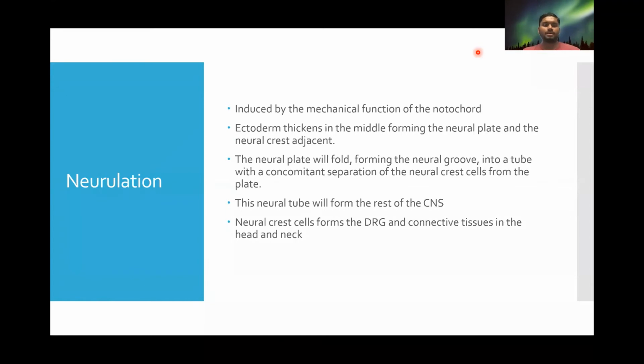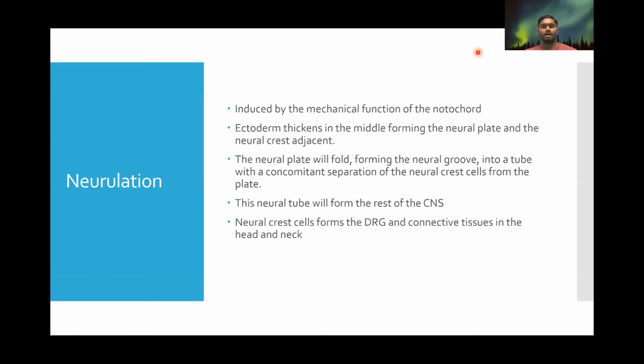So we've already talked a little bit about neurulation, as we discussed in the previous slide, right? Neurulation is induced by the mechanical function of the notochord. So the ectoderm, which is the outermost layer of the trilaminar disc, when it is signaled by the notochord, will begin to thicken in the middle and form a neural plate, right? And then it'll also form neural crests adjacent to this plate. Now, what will happen is this neural plate will begin to fold and form a neural groove, right? A little groove. And then it'll fold further and form a neural tube.